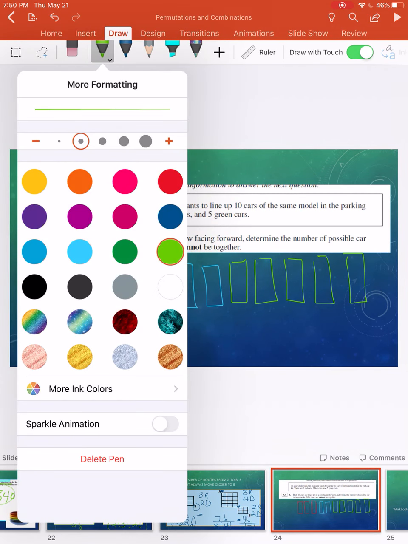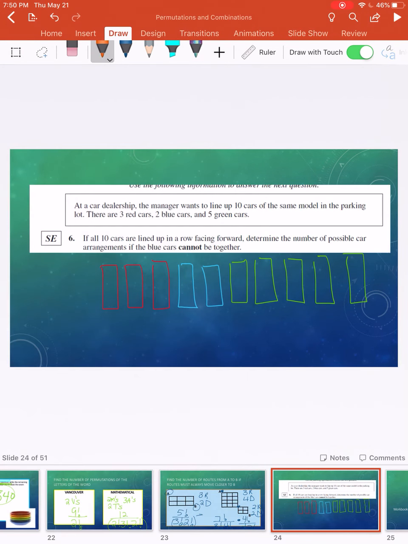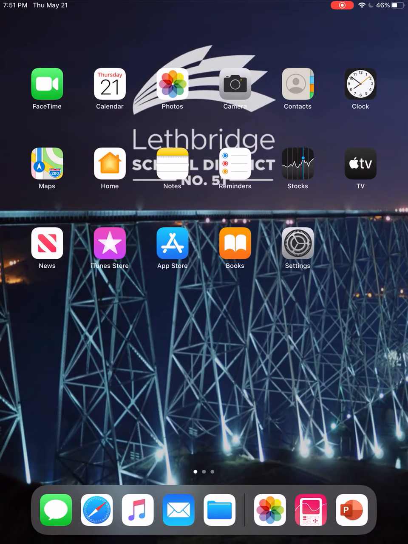Great. Okay, so in this question, if all 10 cars are lined up in a row facing forward, determine the number of possible car arrangements if the blue cars cannot be together. So we've done lots of examples where they can be together, but not where they can't. So your best bet is to start by just finding all the possible arrangements. So in total, we have 10 cars, right? So I'm going to write out my total arrangements. I have 10 cars, 3 of those are red, 2 of those are blue, and 5 of those are green. So I'm going to go ahead and type that in my calculator.